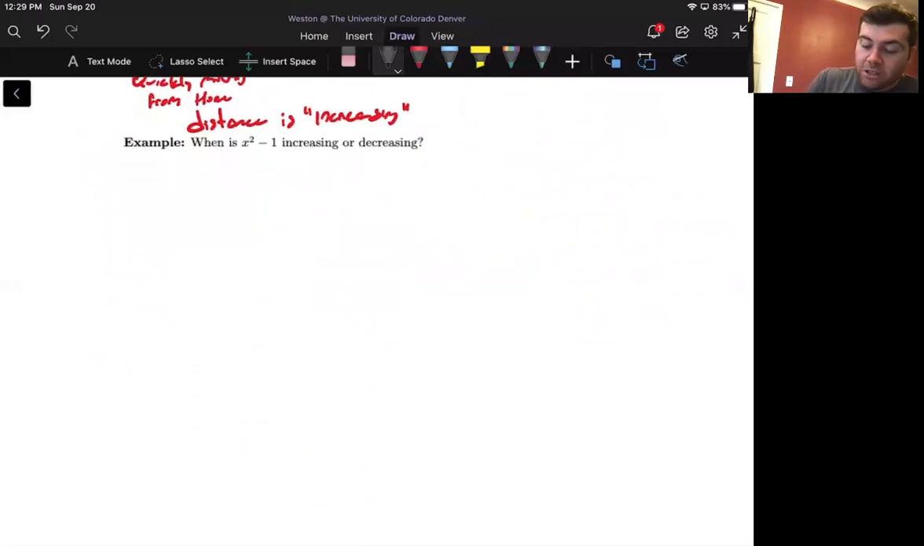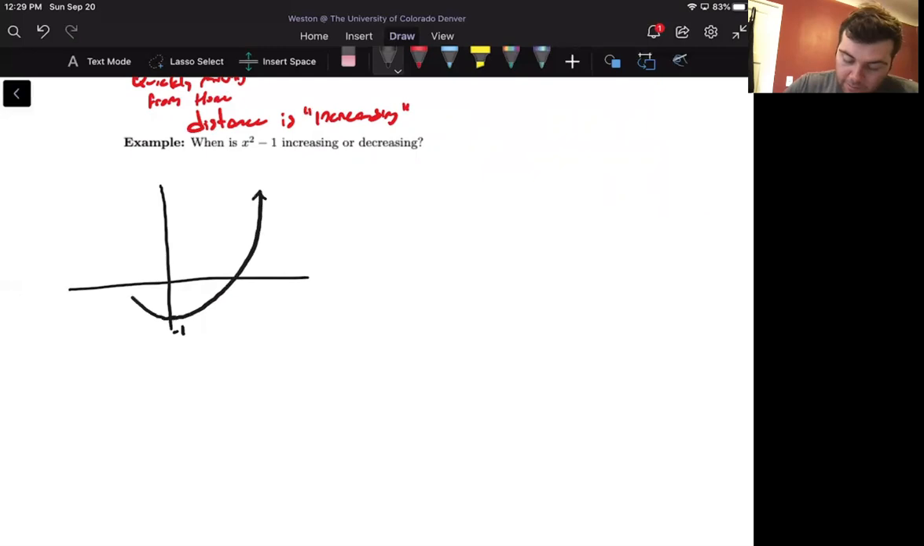So we can do more of a functional example that asks us when x squared minus 1 is increasing or decreasing. So we know that when we have a parabola, it looks something like this. And we can see, oh my God, my pencil's out again. Well, try and identify for yourself where it's increasing or decreasing. And you should be able to find that it's increasing when x is greater than 0 and decreasing when x is less than 0. But reason through that for yourself.